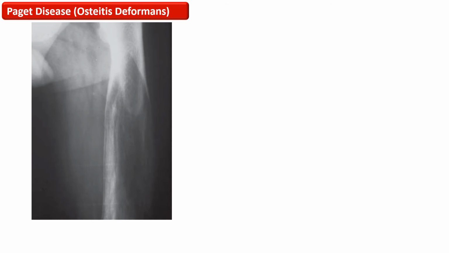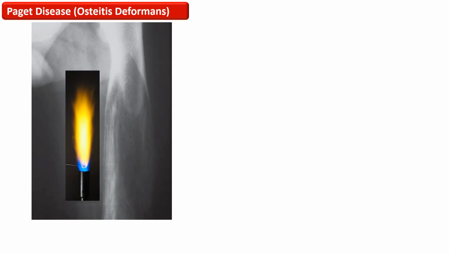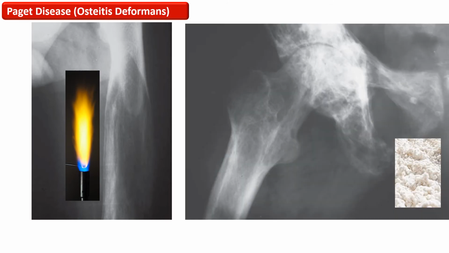This X-ray is showing the dissolution of the cortex, increased diameter of the diaphysis, and wedge-shaped resorption of the cortex. This resorption of the cortex is forming a flame-like structure within it, and this is termed the flame sign. It is characteristic of early Paget's disease. As the disease advances, it is radiologically characterized by a cotton wool appearance. There is presence of cortical disorganization and irregular coarse trabeculation.